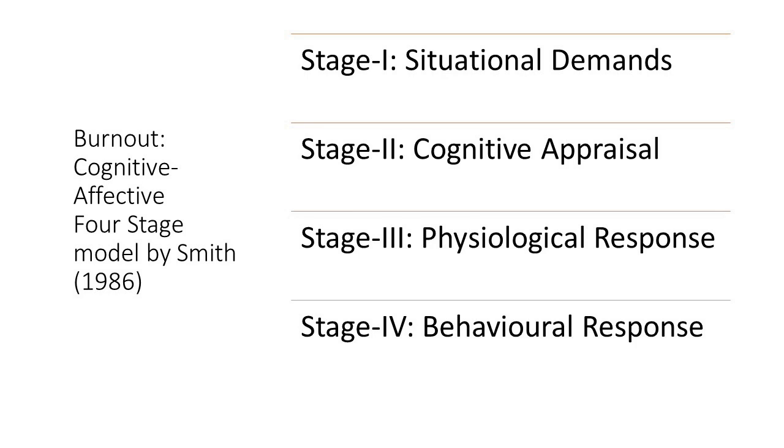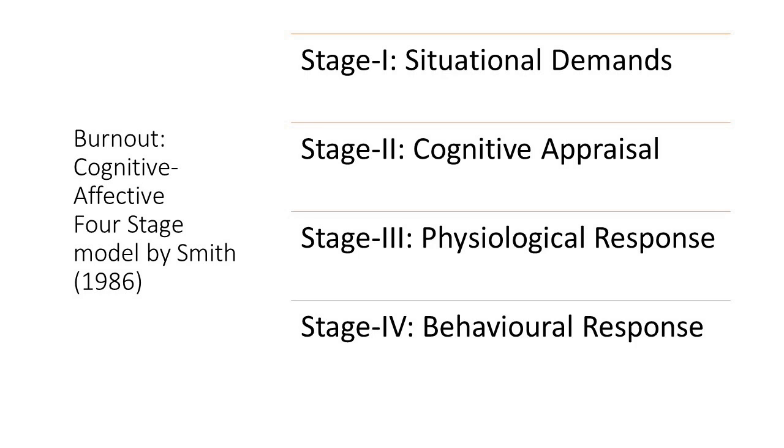So this four-stage model starts from the situational demands. When the situational demands are such that the athlete is not able to negotiate them, it leads to a second stage, which is referred to as cognitive appraisal. And once the cognitive appraisal happens among the athlete due to the ineffective negotiation with the situational demands, physiological responses take place, which is stage number 3. And when these physiological responses in stage 3 happen, then it ventures into stage 4, that is behavioral response.